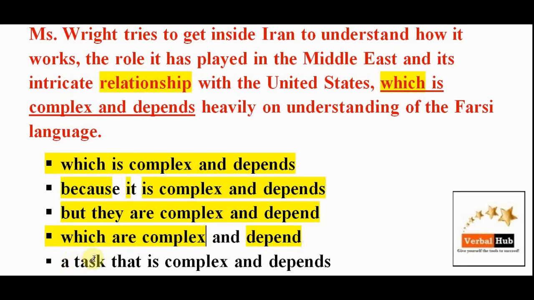Now option E, it says a task that is complex and depends. So the whole passage seems: Miss Wright tries to get inside Iran to understand how it works and the role it has played and a task that is complex and depends heavily on understanding of the Farsi language. So option E is the best option.